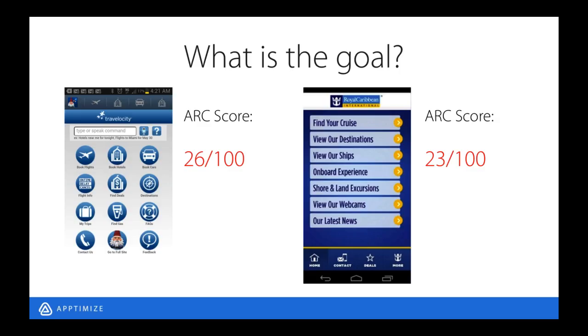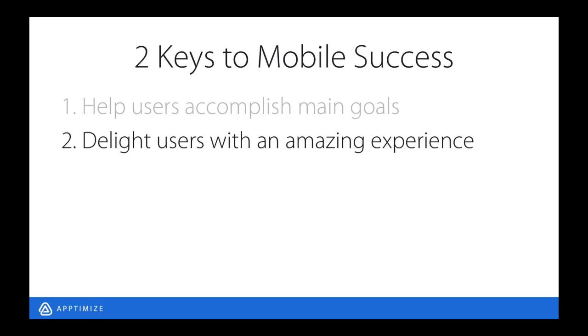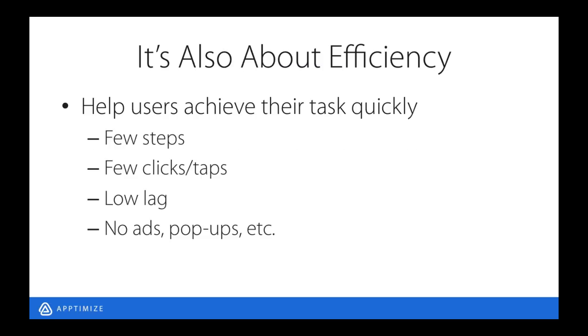So the second key to mobile success is delighting users with an amazing experience. So it's also about efficiency. Users want to achieve their tasks really quickly, so they want as few steps as possible with as few clicks or taps as possible. For example, entering a password on mobile is incredibly painful. You make all these little errors, and it's just really hard to do.